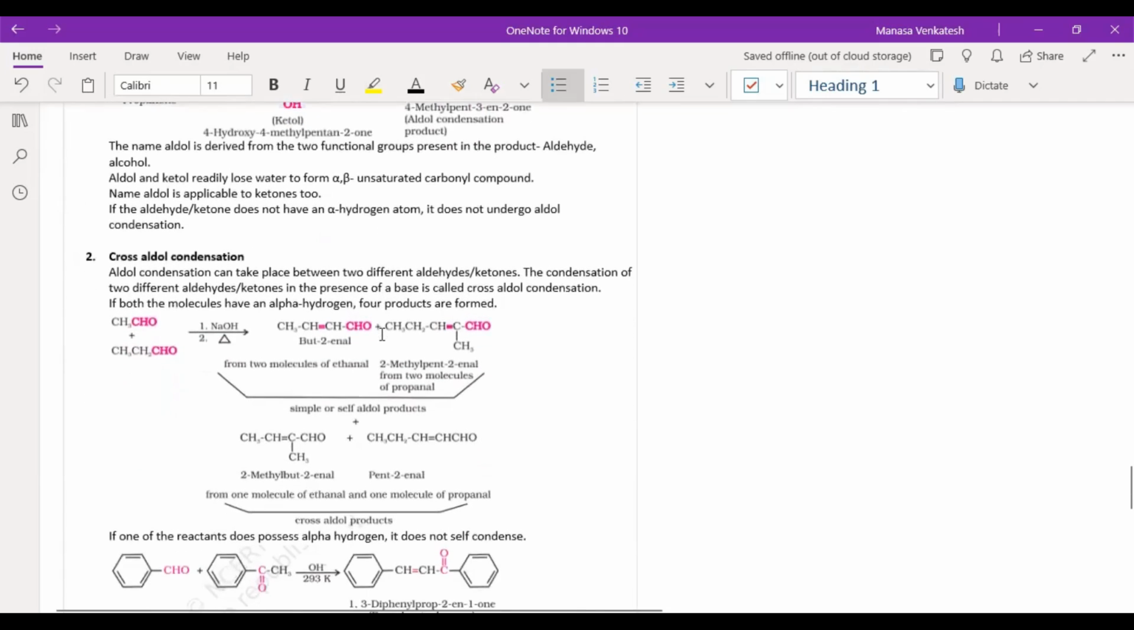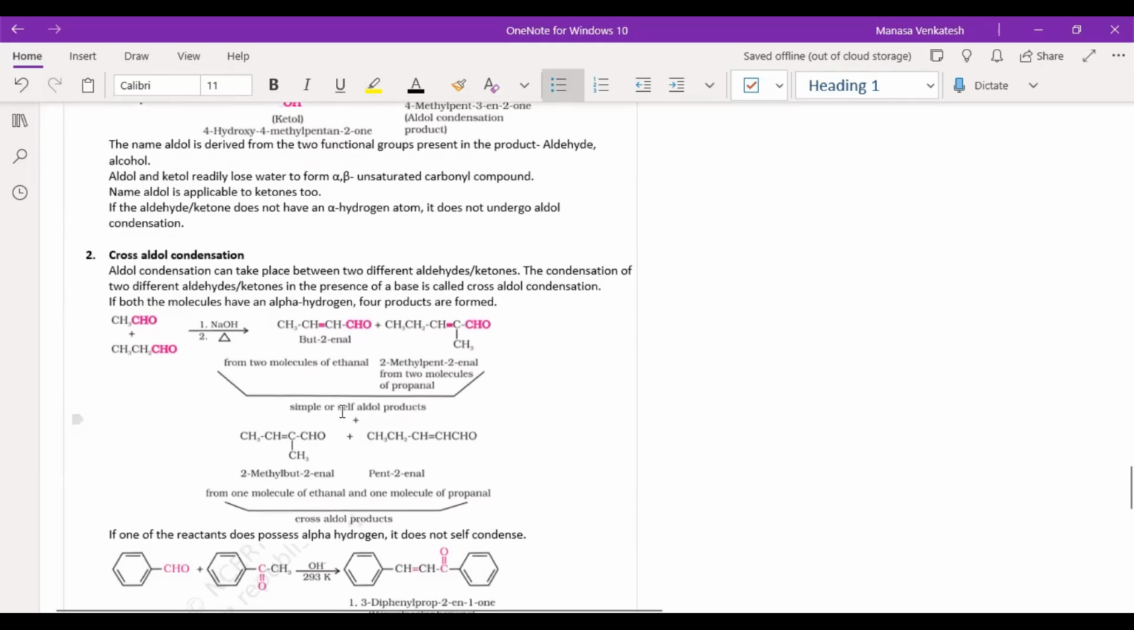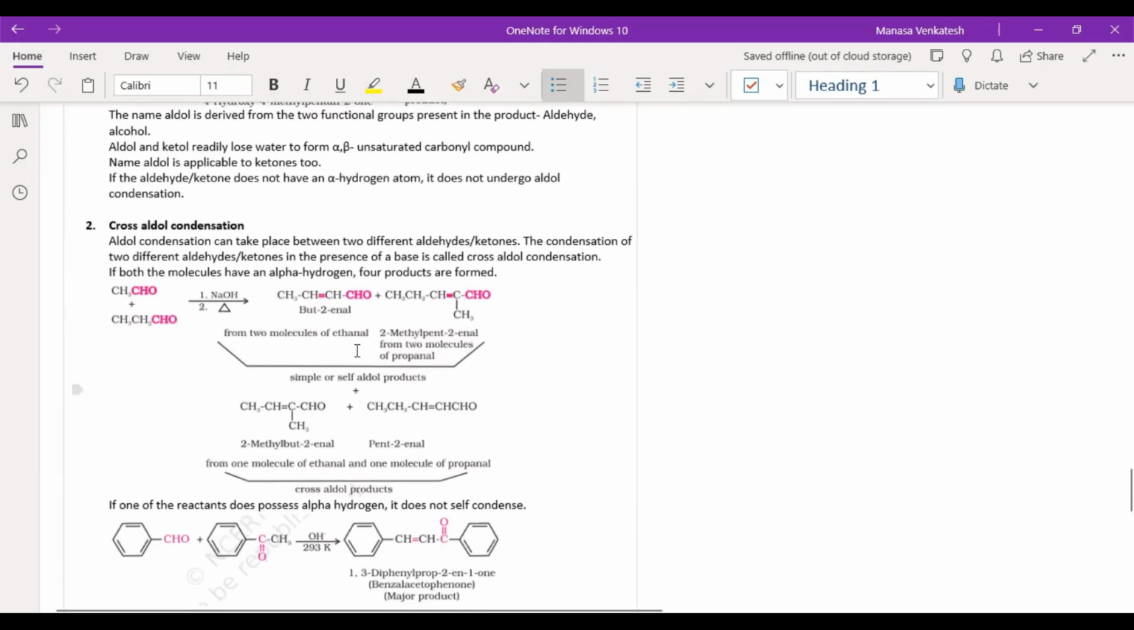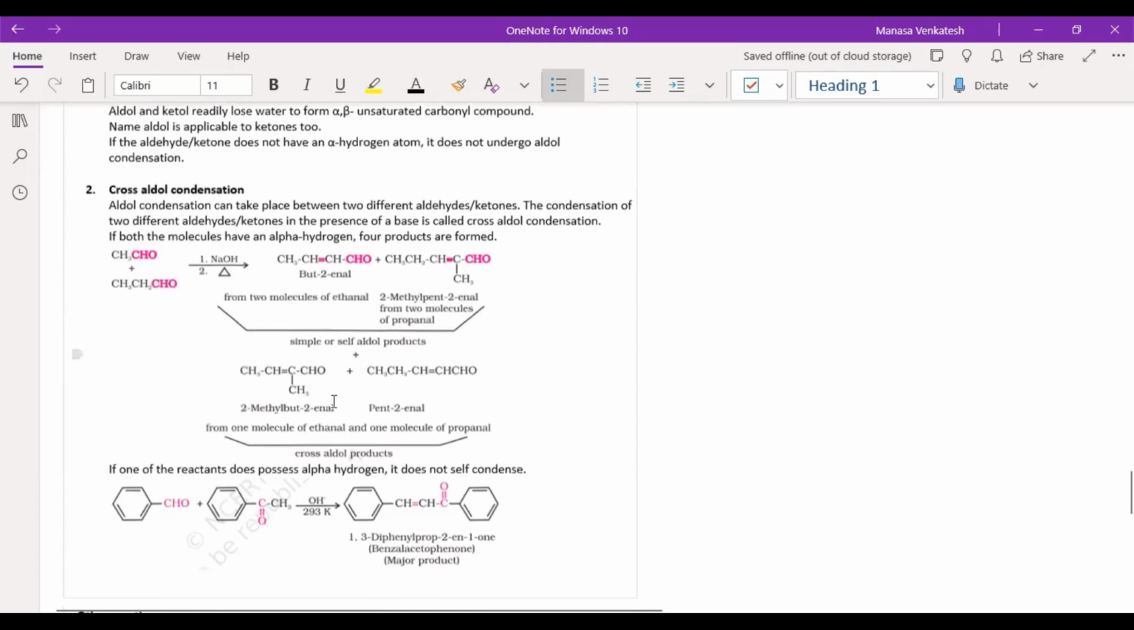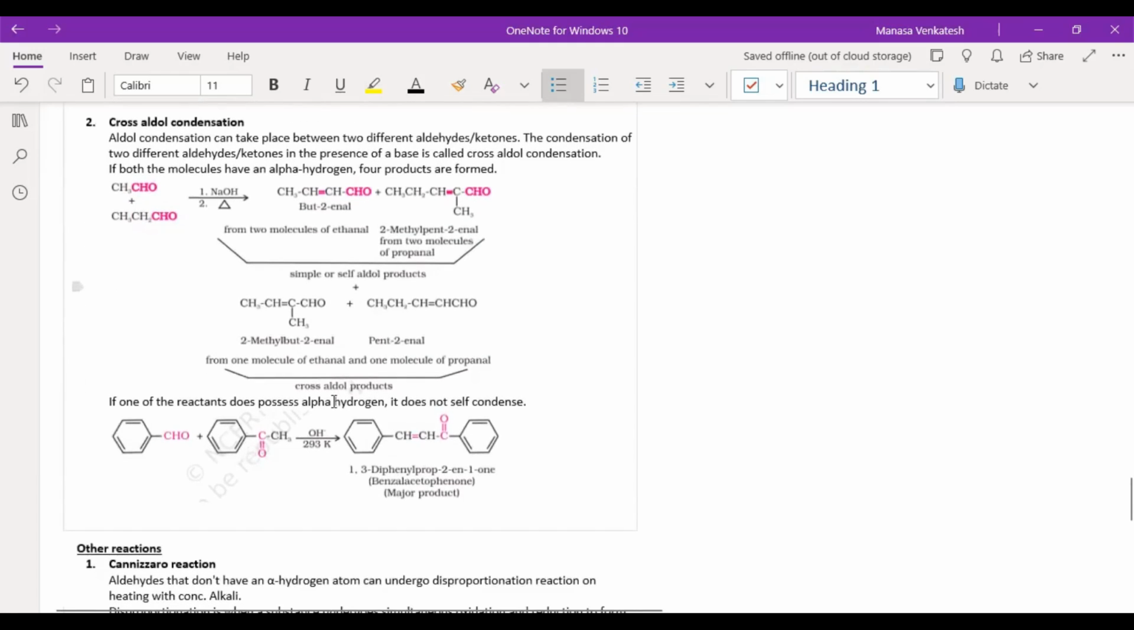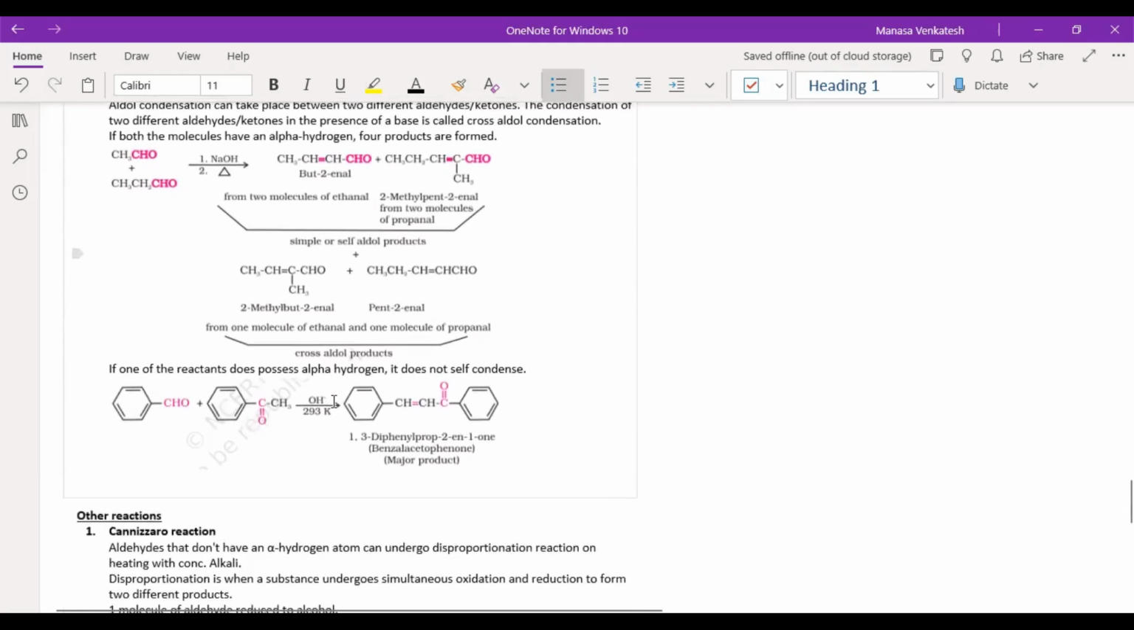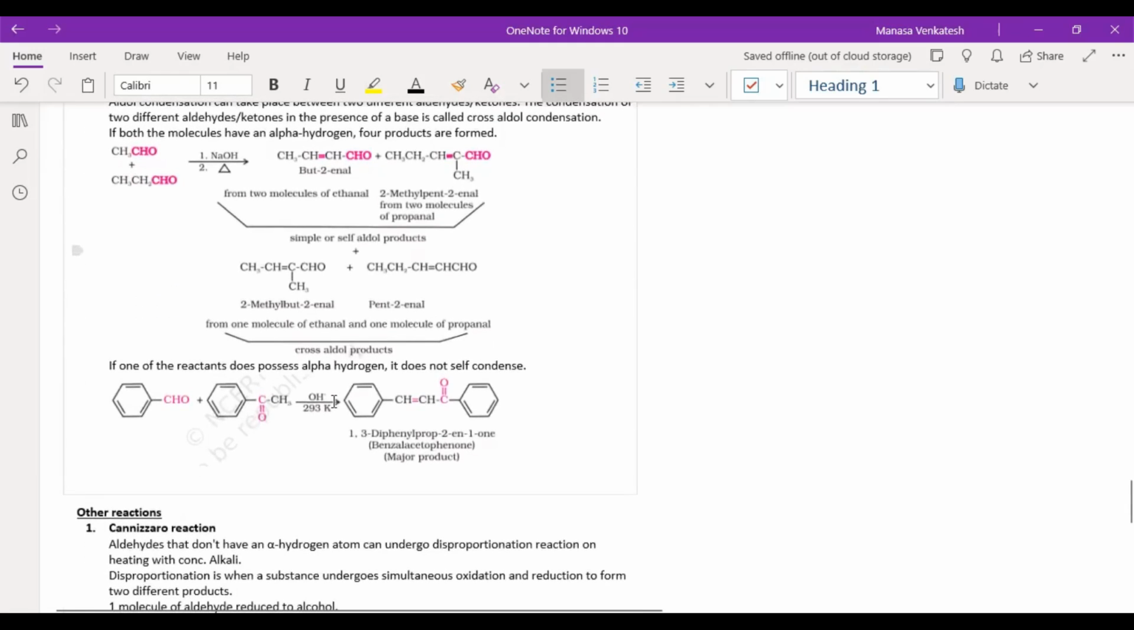The next one is cross-aldol condensation. This takes place between two different aldehydes, or two different ketones. Here you have the reaction in the presence of sodium hydroxide, and this gives us four products. This is again going to be based on the arrangement in the reaction. For you to understand this in detail, do check out my video on aldol and cross aldol condensation. There's a separate playlist for all the named reactions that you learn in class 12.